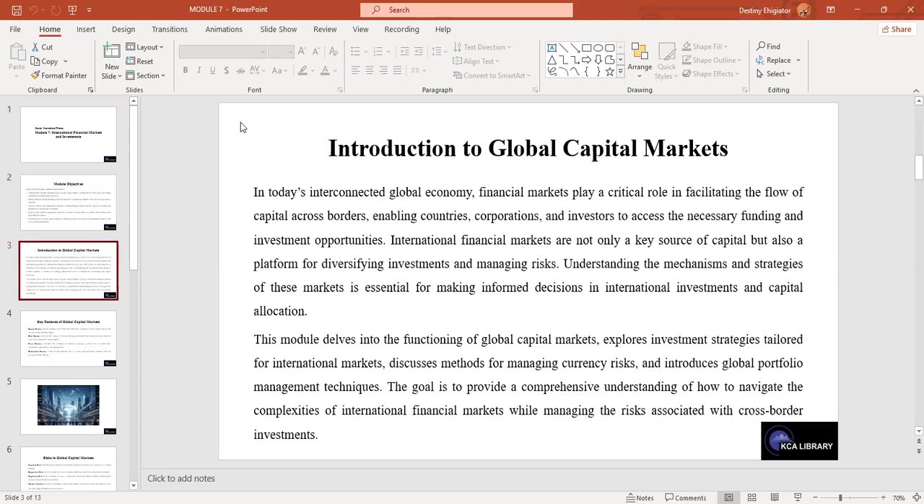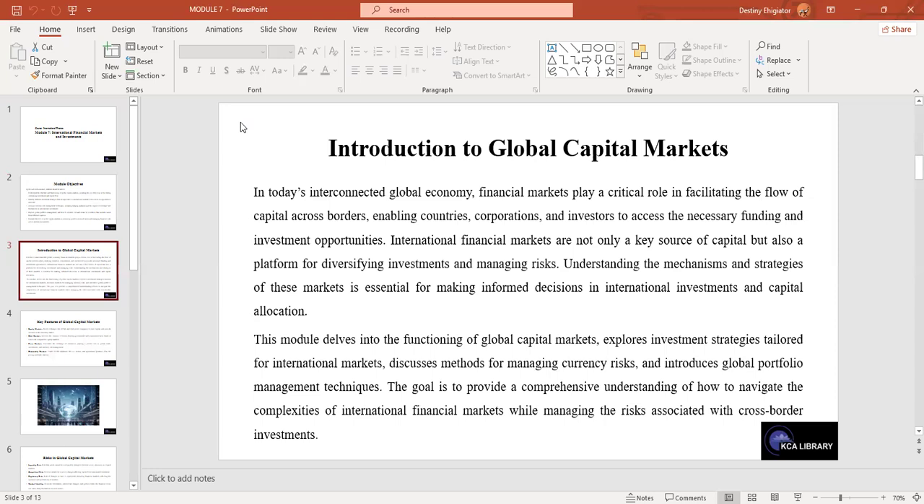By way of introduction, in today's interconnected global economy, financial markets play a critical role in facilitating the flow of capital across borders, enabling countries, corporations, and investors to access the necessary funding and investment opportunities.